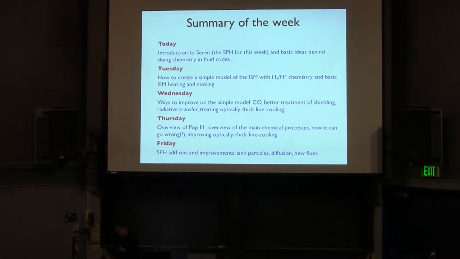And Wednesday, I'm going to give you a brief introduction of how to do just an H2 and H plus chemistry inside a code. Okay, so in this case, it's going to be Serin. And Wednesday, I'm going to be showing how to maybe make that a little bit more feature rich, including things like CO, and better ways to treat the shielding, because chemical reaction rates depend very much on how many photons are there to dissociate your molecules. And so we'll be looking at some ways to treat the shielding, and also how to treat optically thick line cooling, which is important for doing the ISM, and for Population III star formation.